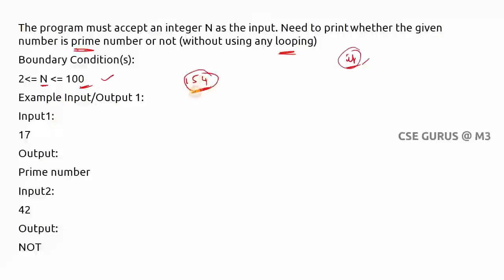I don't want to check whether 154 is a prime or not. I want to give a number which is in between 2 to 100. Like I'll give 17. Check whether it is a prime or not. 42. Check whether it is a prime or not. So like this, how to do it without using any looping. So this is one simple question. So how to answer this one? This also we have to see.